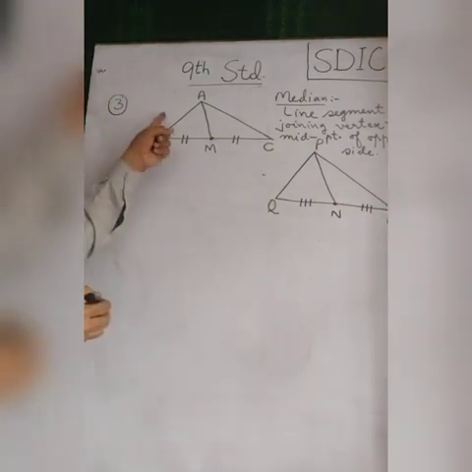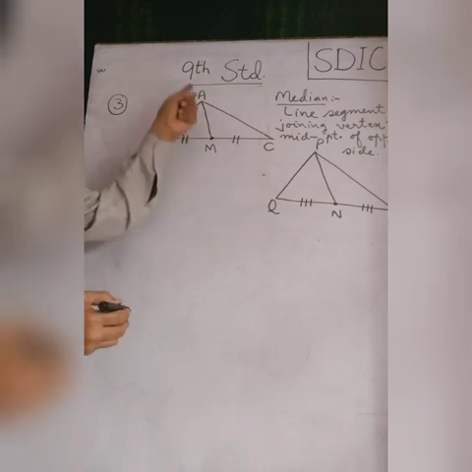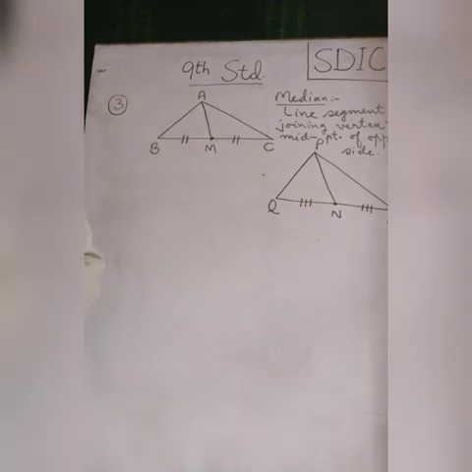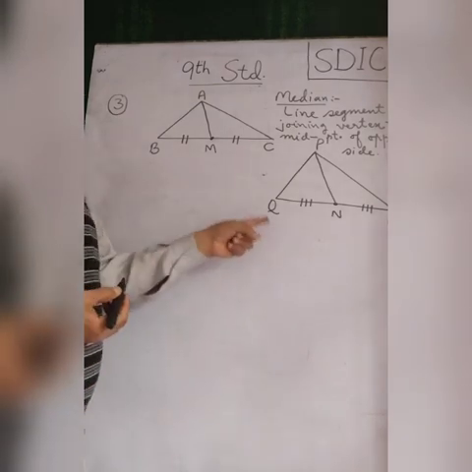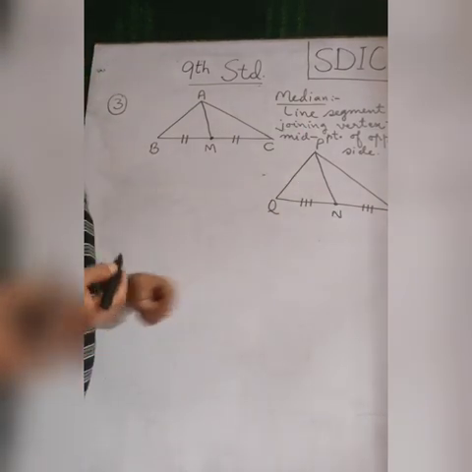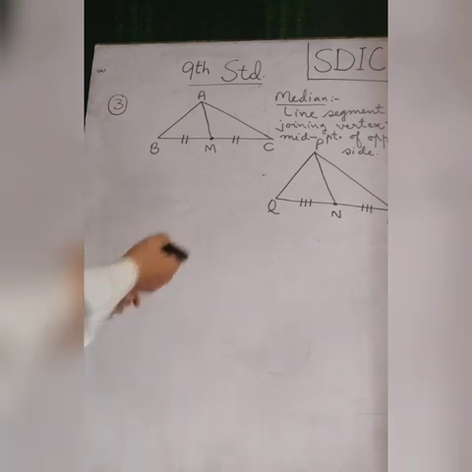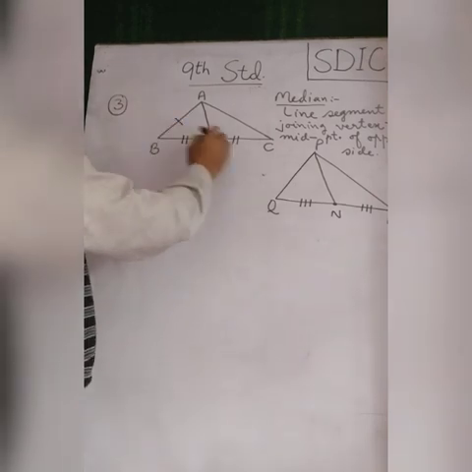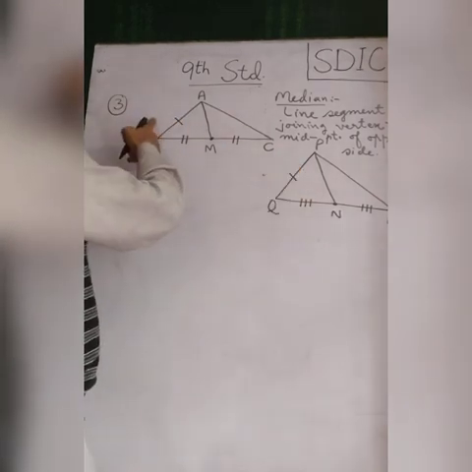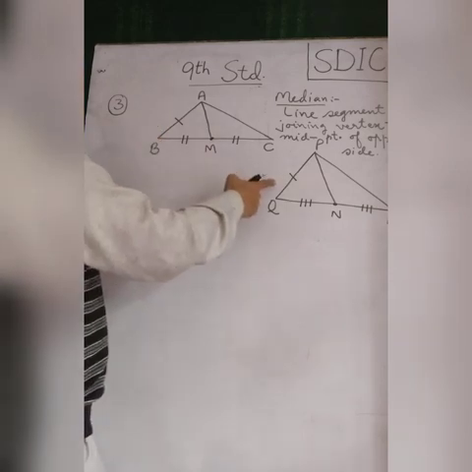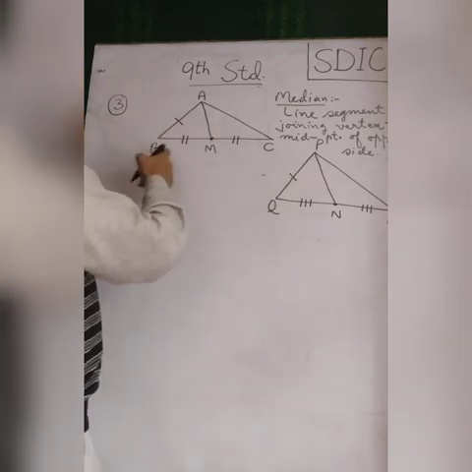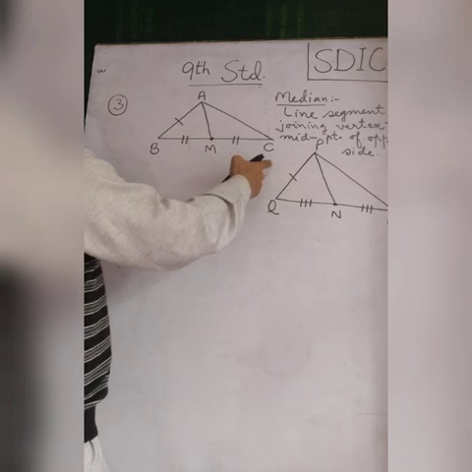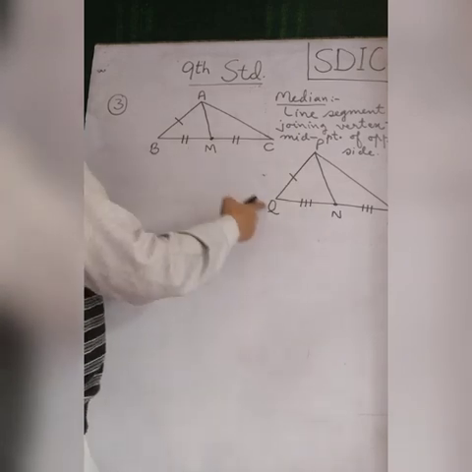Side AB, side BC, and the median AM of the first triangle are equal to the sides PQ, QR, and the median PN of the second triangle. So we have AB equal to PQ. Side AB of the first triangle is equal to side PQ of the second triangle. The whole side BC of the first triangle is equal to the whole side QR of the second triangle.